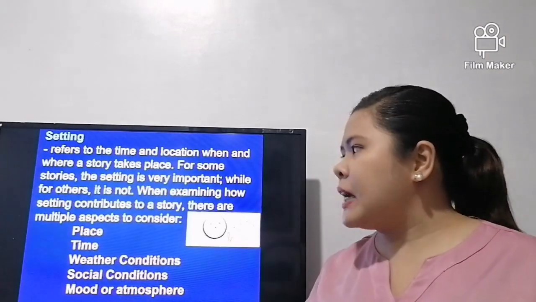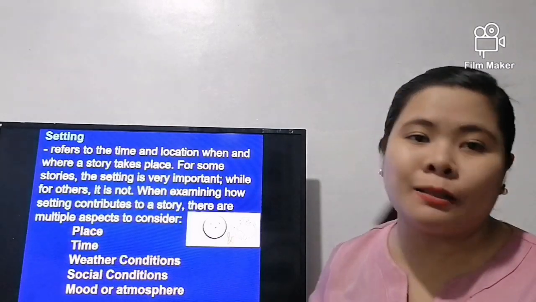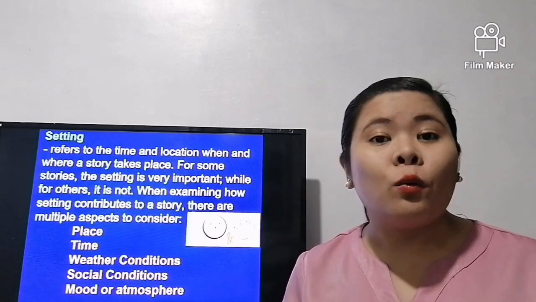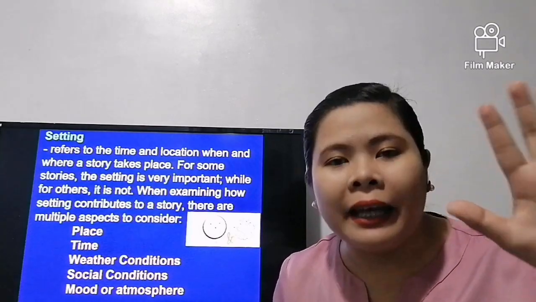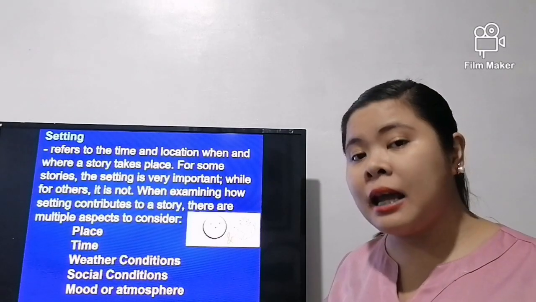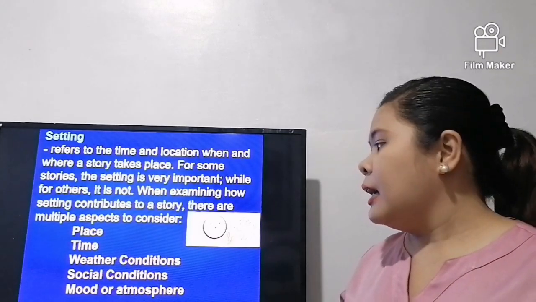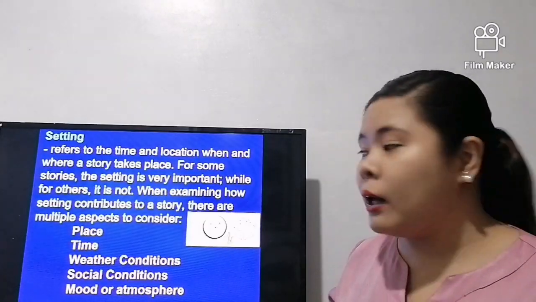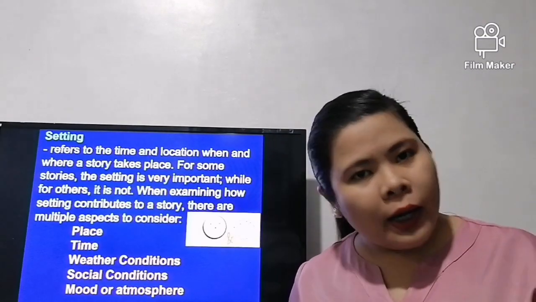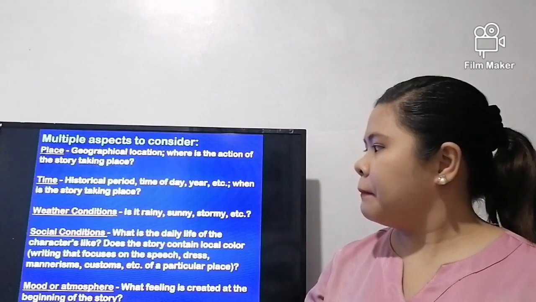When examining how setting contributes to a story, there are multiple aspects to consider. So what are those considerations? We have 5 considerations. The first one is place, followed by time, weather conditions, social conditions, and the last one is mood or atmosphere. So we are to discuss those 5 considerations.